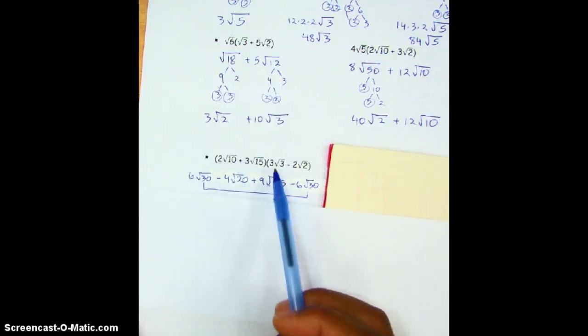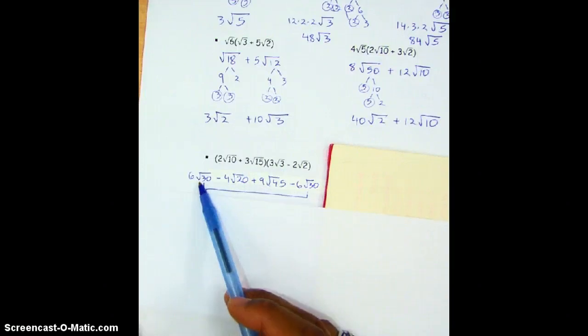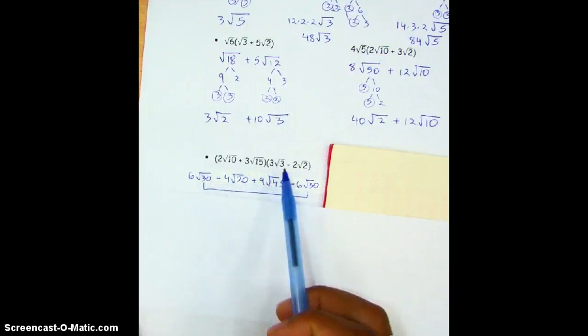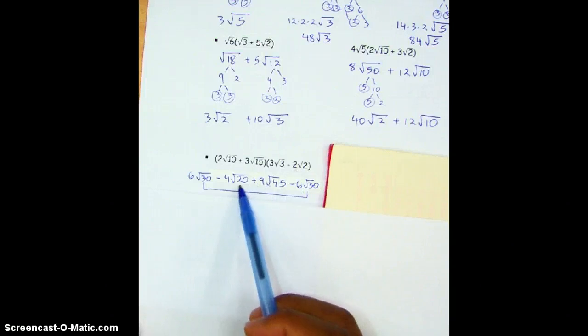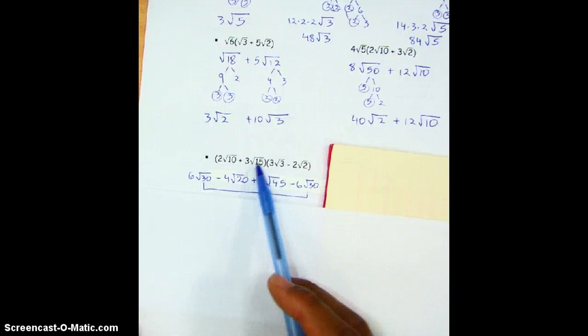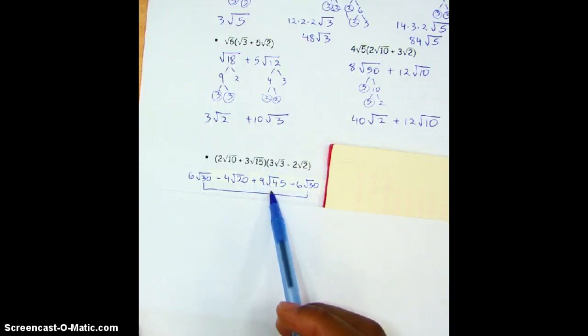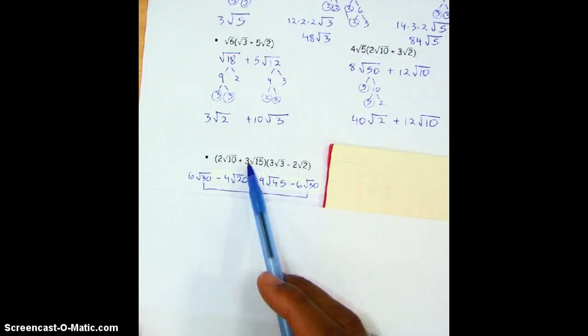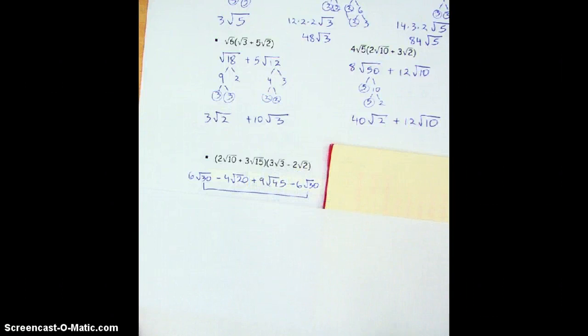2 square roots of 10 times 3 square roots of 3, and I end up with 60 square roots of 3. Then 2 square roots of 10 times negative 2 square roots of 2. End up with negative 4 square roots of 20. Then multiply the inside terms. 3 square roots of 15 times 3 square roots of 3. End up with 9 square roots of 45. And then do 3 square roots of 15 times negative 2 square roots of 2. End up with negative 6 square roots of 30. So that's what I end up with.